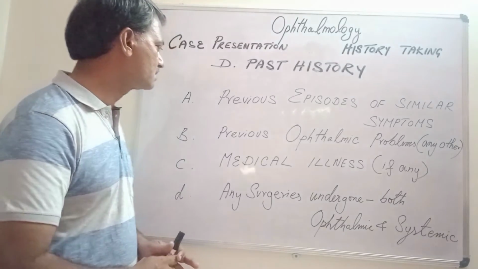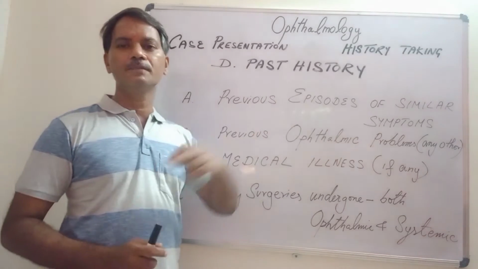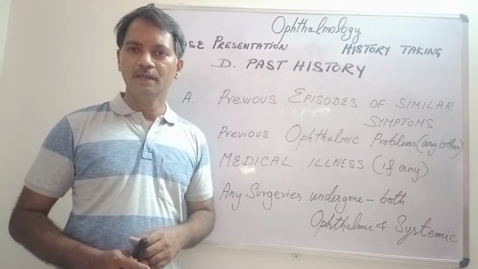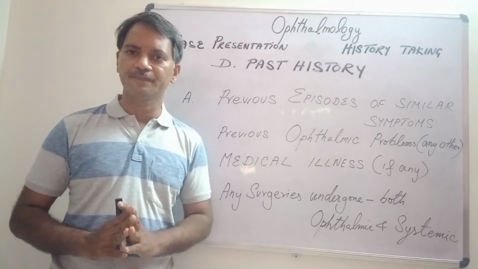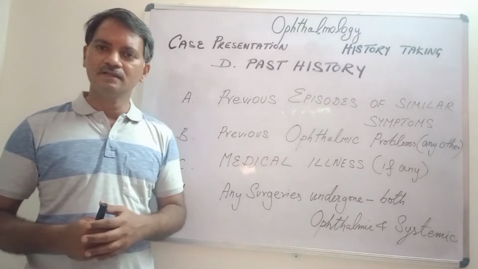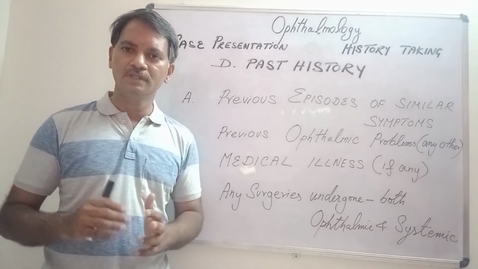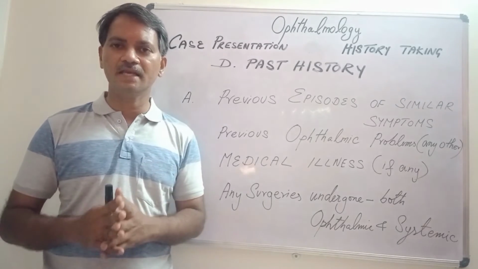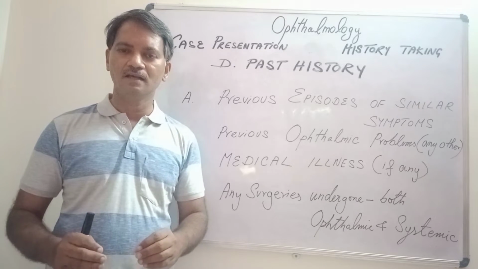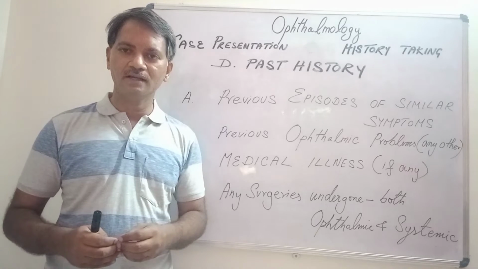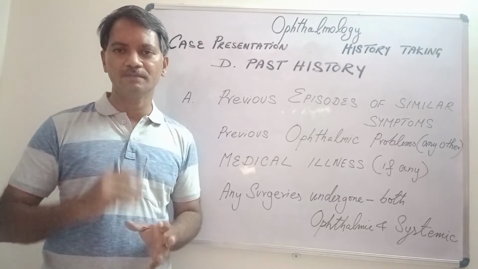The next question is, is there any history of any other previous ophthalmic problems? A patient comes to you with defective vision for the past few months. You ask the patient, did you have any problems in the eye before these present symptoms? If the patient says, from childhood I had itching in my eyes, for which I used to take some medicines on and off to get rid of those symptoms.